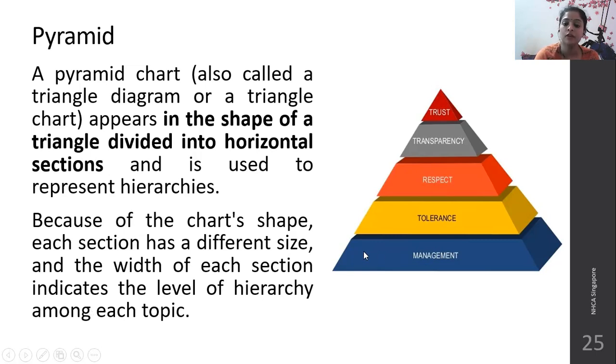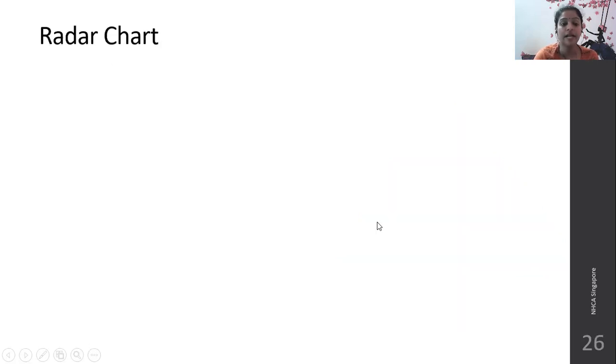For example, you can take the number of blue collar workers in a hospital, the number of white collar workers in the hospital, the number of operational workers in the hospital, and the top will be the number of top management. You can see the size difference between the number of top management people you have in your hospital as compared to the number of blue collar workers in your hospital. That's one example.